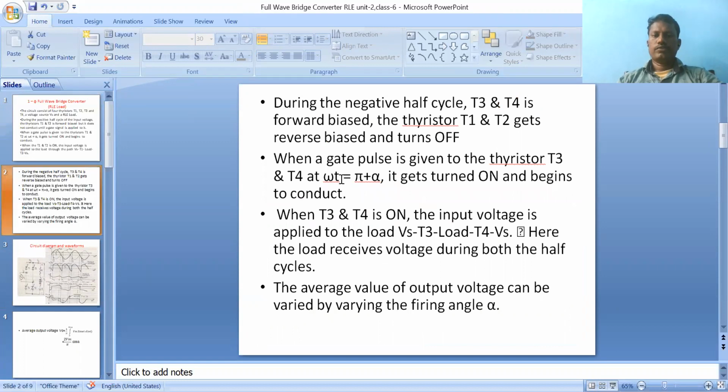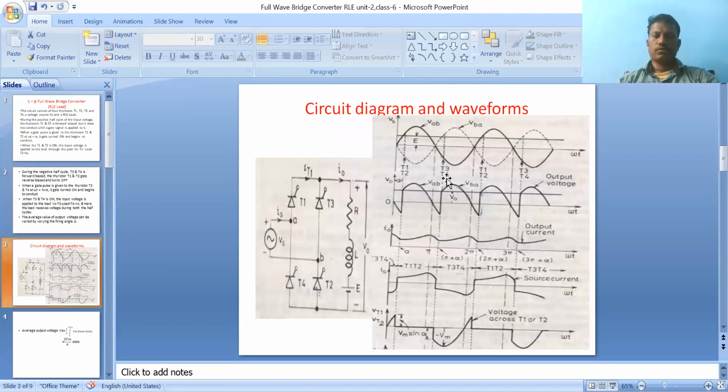During the negative half cycle, thyristors T3, T4 are forward biased, and thyristors T1, T2 are in the off state. Why is it so? They are reverse biased. Okay, I will take the circuit diagram directly and explain one by one. From this diagram, it is a full bridge rectifier.